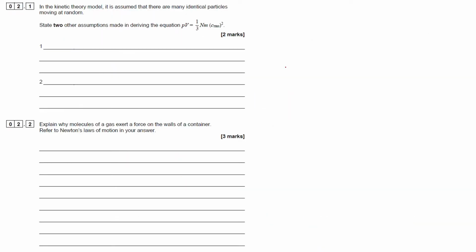The first part of question 2, we need to state 2 assumptions of the kinetic theory. A good way to remember all the assumptions is this acronym, RAVED. Obviously we only need to state 2 here, but RAVED is a good way to remember all of them. R stands for that the particles move in random directions. So the motion is random.